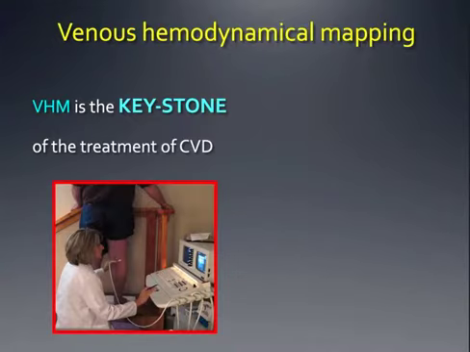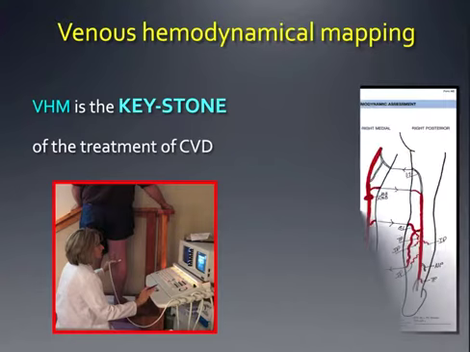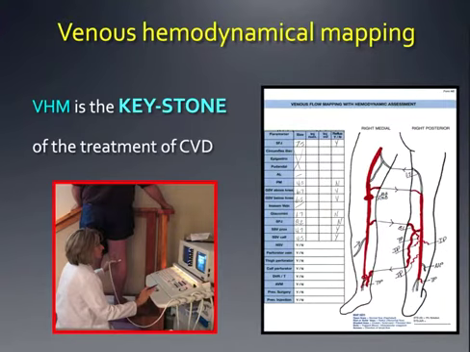So the venous hemodynamical mapping is really the keystone of the treatment of chronic venous disease. You can see the patient's standing position with the probe. So we scan the patient and the result is a map which is shown on the right. On this map you can find anatomical data, but also hemodynamical data. And you see here, drawn in red, the segments which are refluxing.